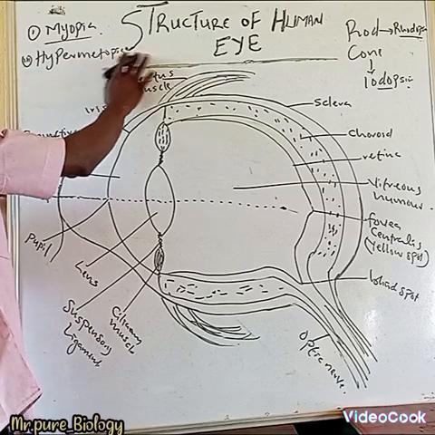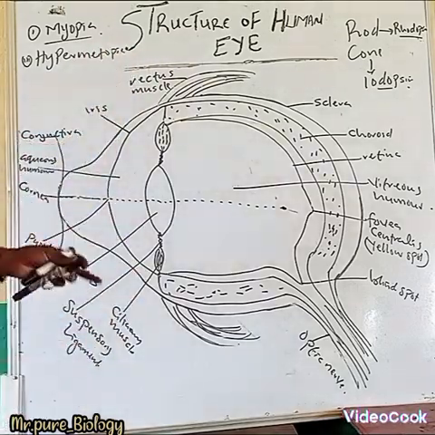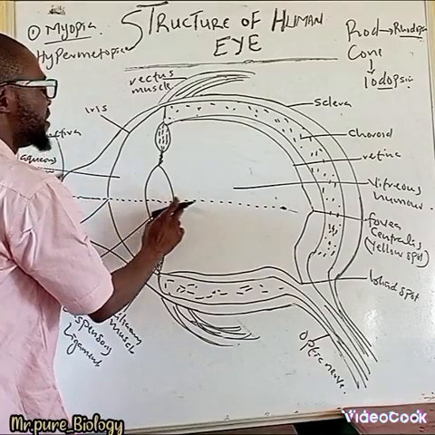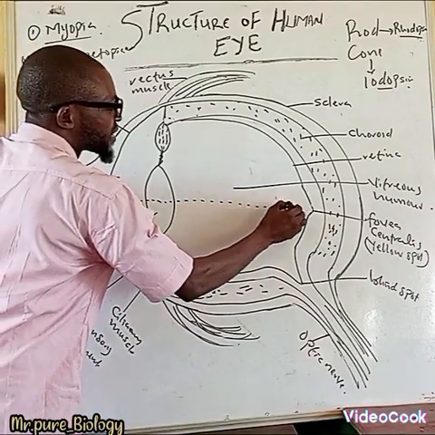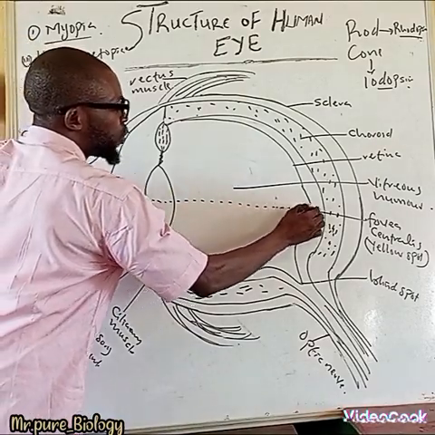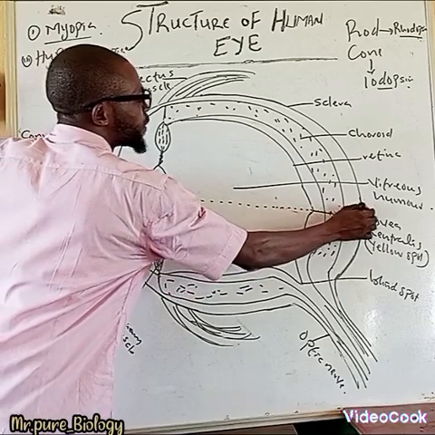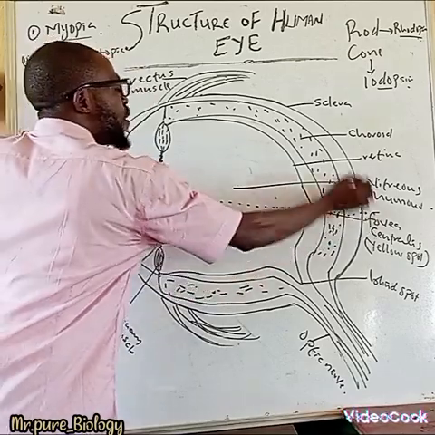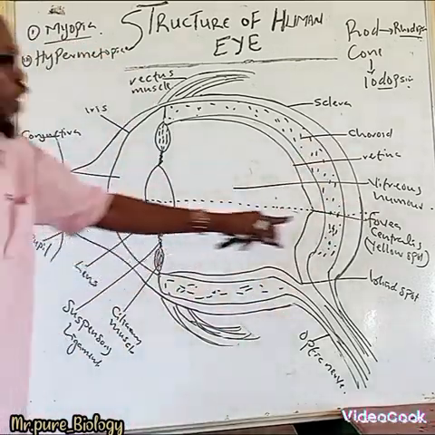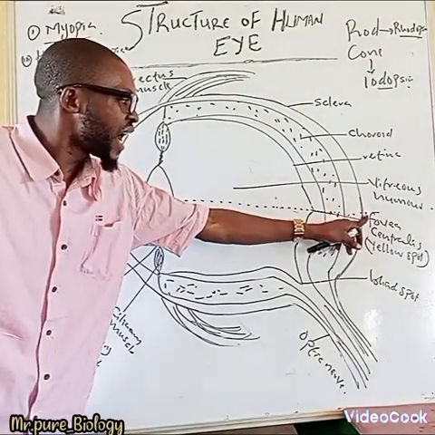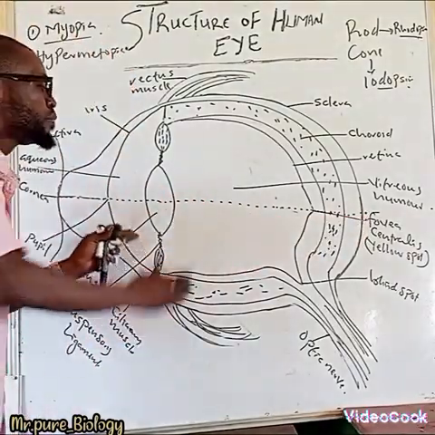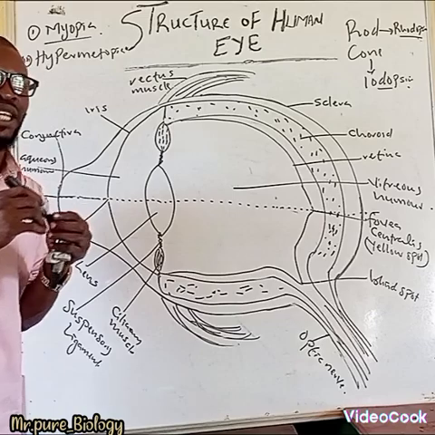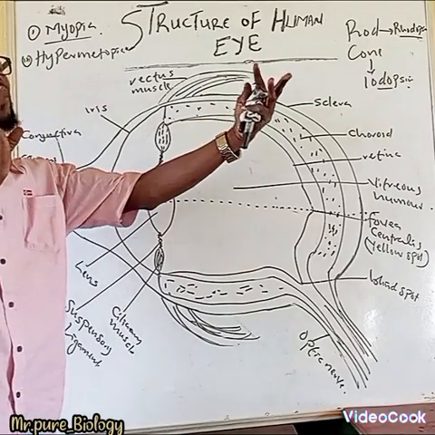Hypermetropia. To look at hypermetropia, this is when the light that enters into the eyeball passes through the retina and is formed at the back of the retina. When such a case is happening, the person will not be able to see a very close object.